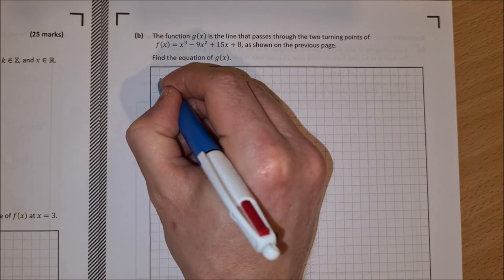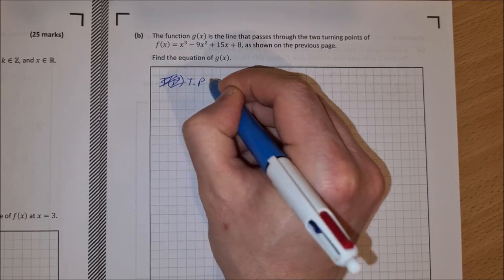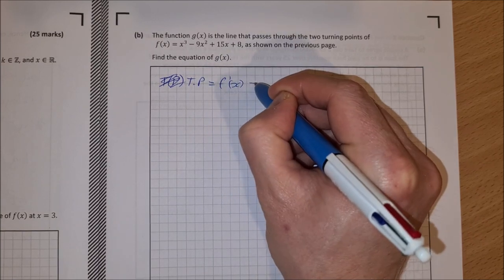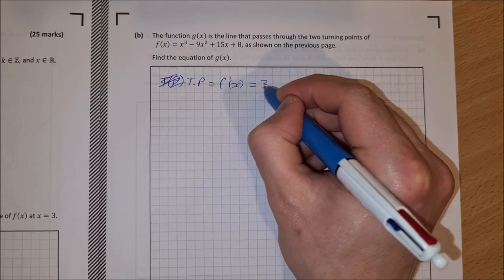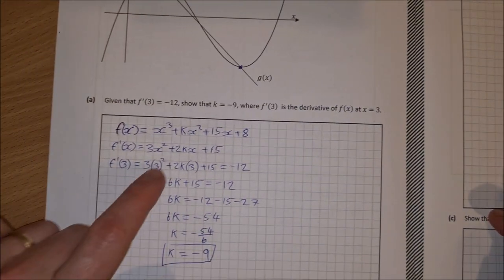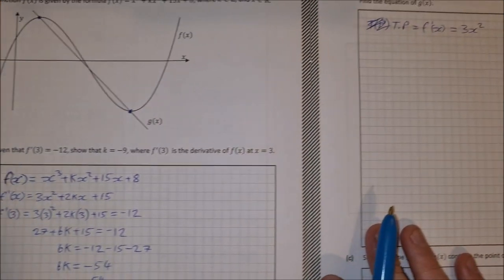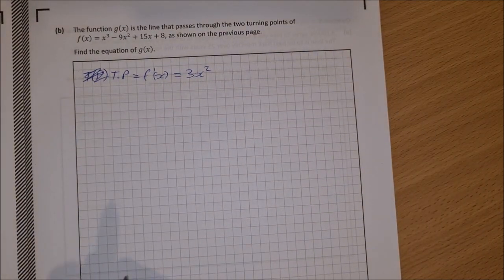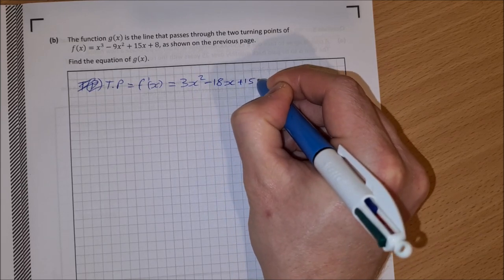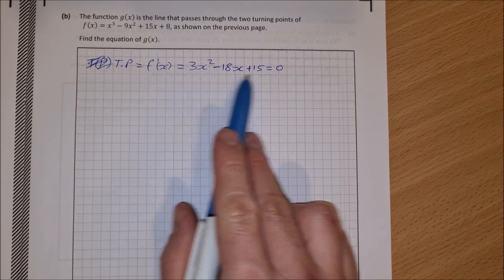So for the turning points, you need the first derivative, which we already did. That's 3x squared. Now I'm going to sub in my k equal to minus 9. So instead of 2k, it's 2 times minus 9. So that's minus 18x plus 15 is equal to 0. So that's my first derivative, and I let it equal to 0.